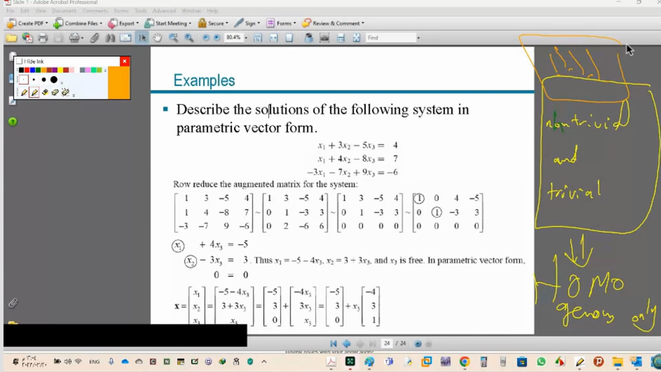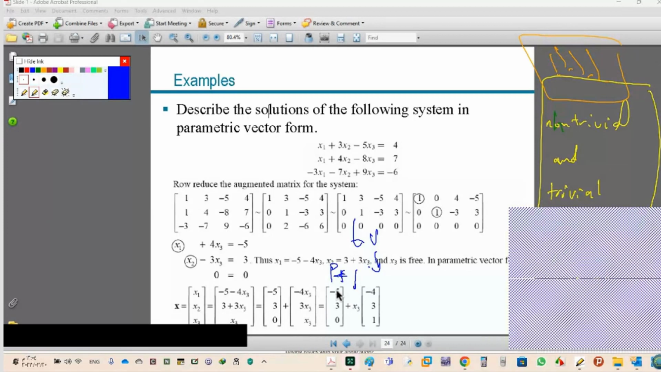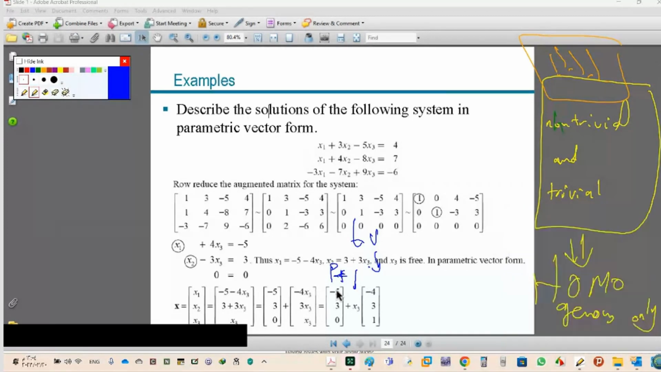Now, after solving, you can find x1, x2 and x3, and you can find the answer in this form: p plus t multiplied by v. Is it clear for you, sirs? Any question about this? Until now, this course is easy for you.